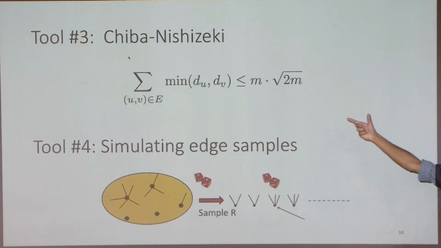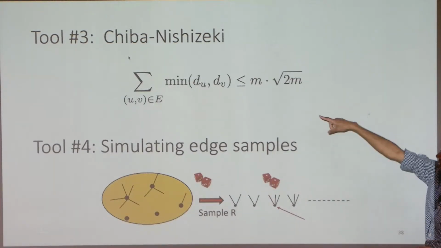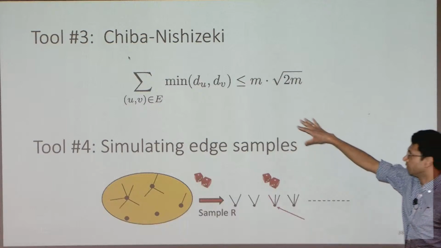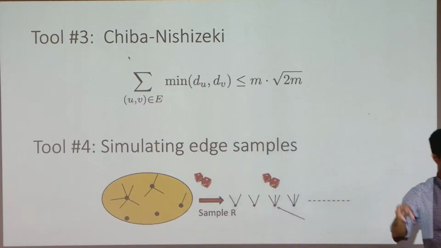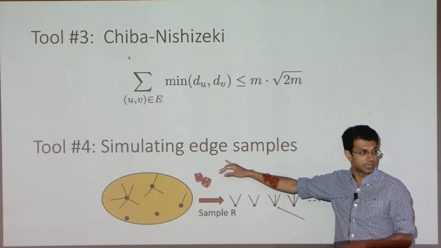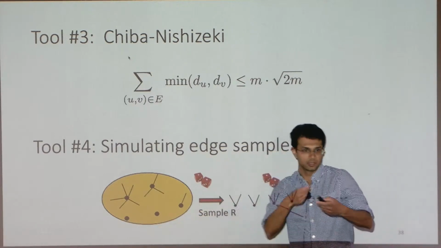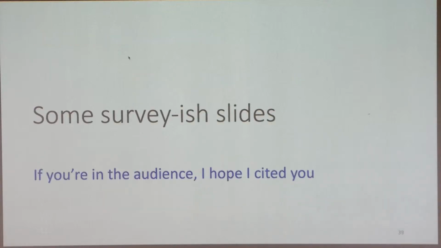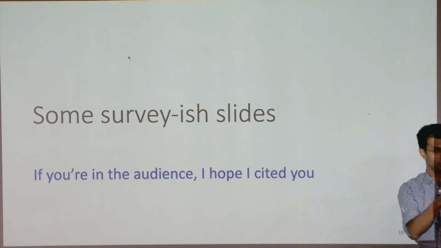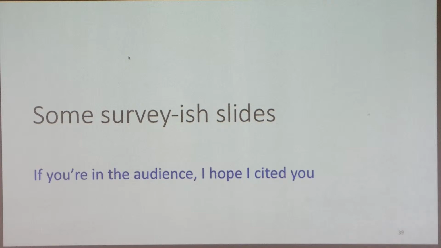There's the Chiba-Nishizaki inequality, which is just the sum of min of d_u, d_v. This inequality and generalizations of it repeatedly appear in a lot of the clique counting literature. And finally, this trick of simulating edge samples by choosing a set of vertices and then using them. And by doing these techniques, you can prove, okay, so, if you're in the audience, I hope I cited you. I think I have.